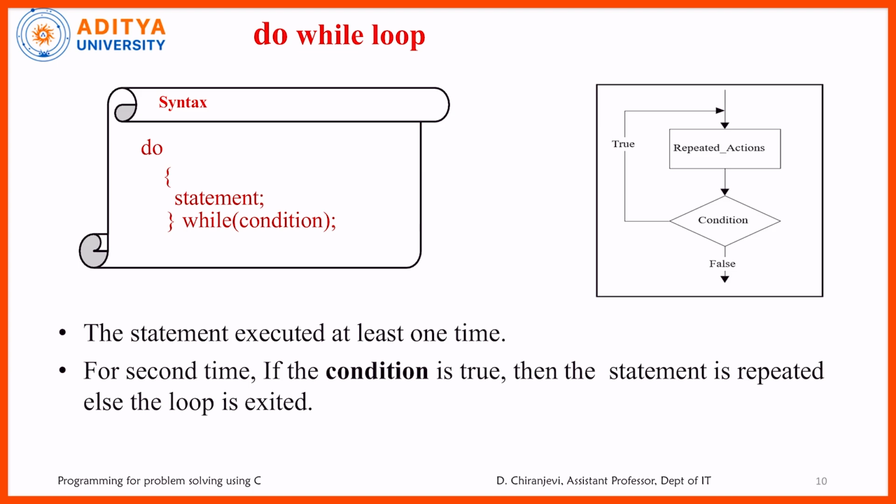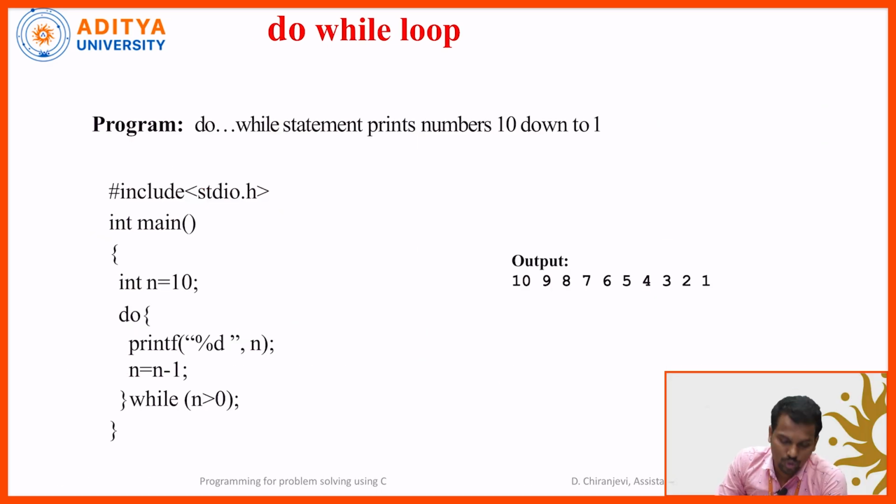By looking at the flowchart you can understand, first it is printing, then it is checking the condition. If the condition is true, again it is displaying whatever statements are there, and again it is checking the condition. If the condition is false, then it is terminating. Now I will explain the do while loop with the same example, that is to print 10 to 1 numbers. Program execution will start from the main function, then I have declared a variable and initialized a value, that is 10. So n value I have taken as 10.